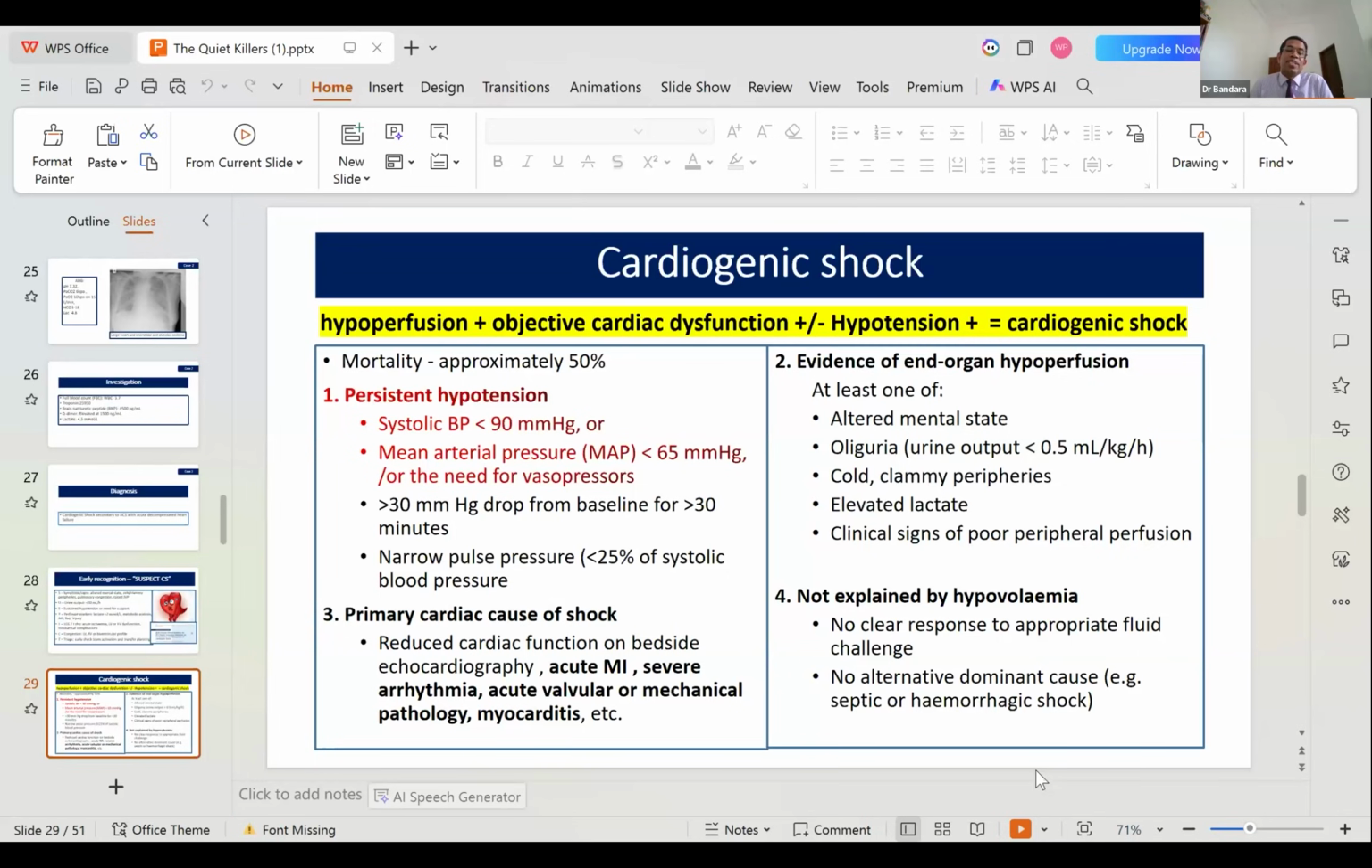So you might have ECG evidence, or echocardiographic evidence to say this patient is having reduced cardiac function. Or else you might have a severe arrhythmia, acute valvular or mechanical pathology, and myocarditis. The fourth criterion is that the hypotension or the shock is not explained by hypovolemia. So if you have these signs and symptoms, especially hypoperfusion and objective evidence of cardiac dysfunction, you can classify it as cardiogenic shock.